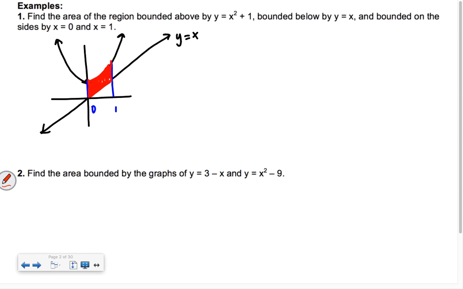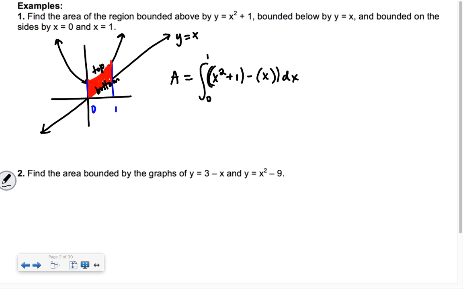Okay, so we want to know how to set this up. Well, we just said that it's going to be the top minus the bottom, right? And we're going to go from A to B. So we're setting it up just like that. Our area ends up being the top curve, which was x squared plus 1, minus the bottom, which is just x. And we're going from A, which is 0, to B, which is 1. Done. Do we like that?